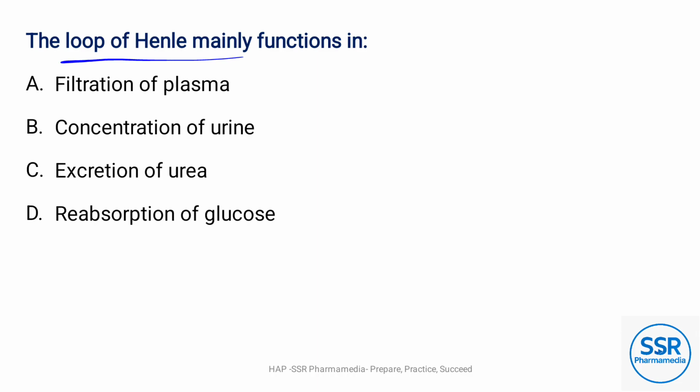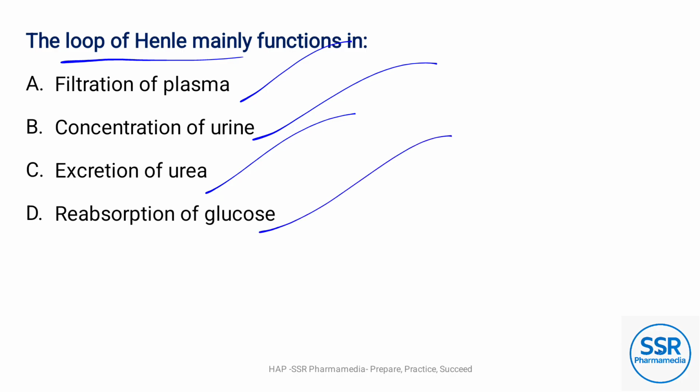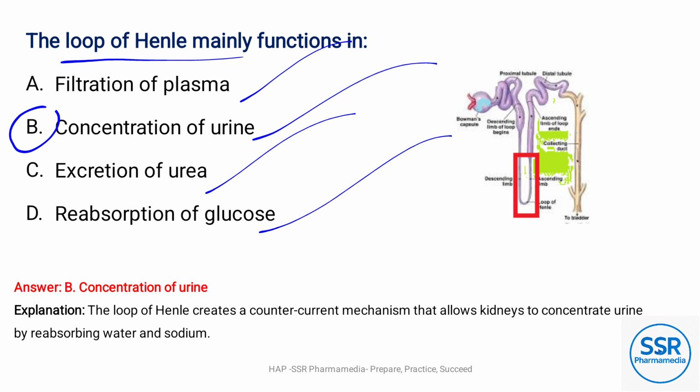Next, the loop of Henle mainly functions in: option A, filtration of plasma; option B, concentration of urine; option C, excretion of urea; option D, reabsorption of glucose. So the answer is option B, concentration of urine. The loop of Henle creates a countercurrent mechanism that allows the kidney to concentrate urine by reabsorbing water and sodium.